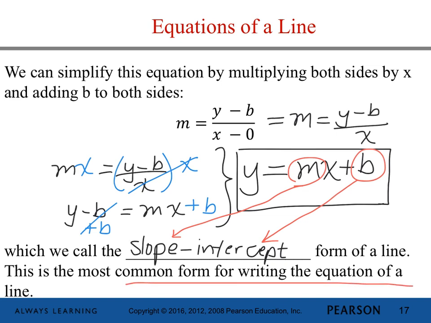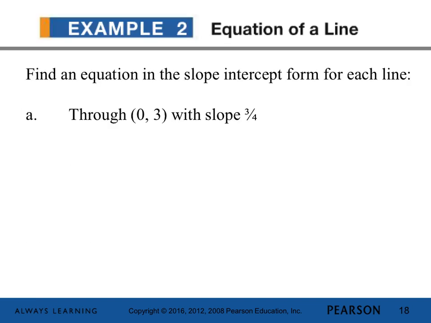And on a graphing calculator, we're going to need to be able to do this. Even if the equation is given in a different form, we need to have the equation in the slope-intercept form. So a little practice here. Find an equation in the slope-intercept form. That's y equals mx plus b.